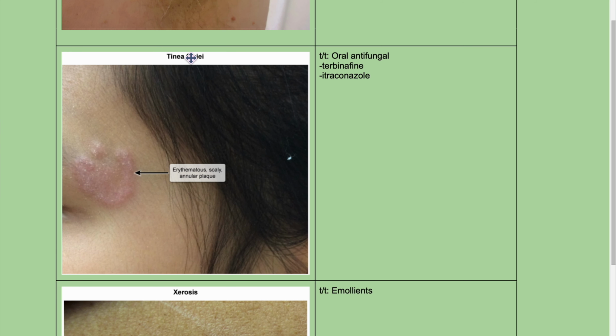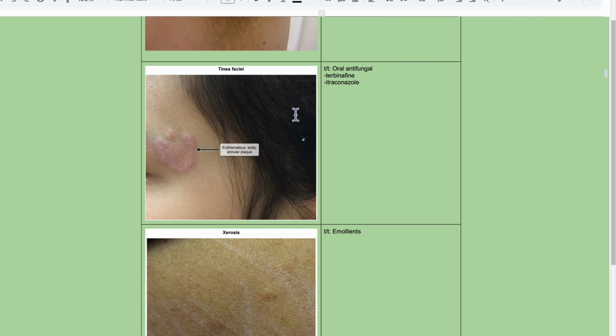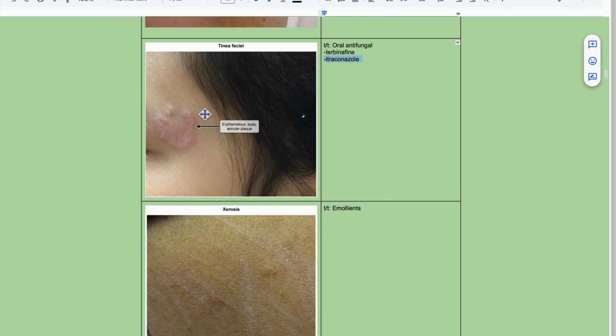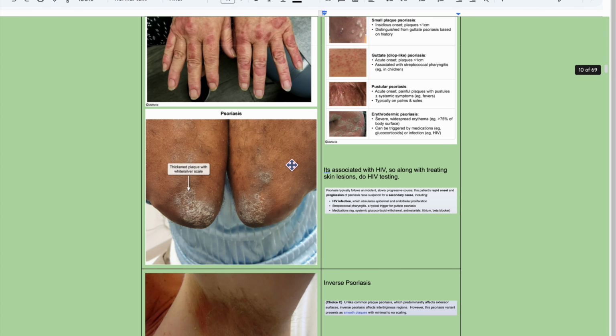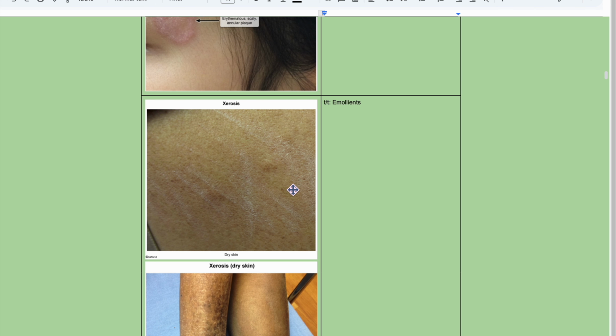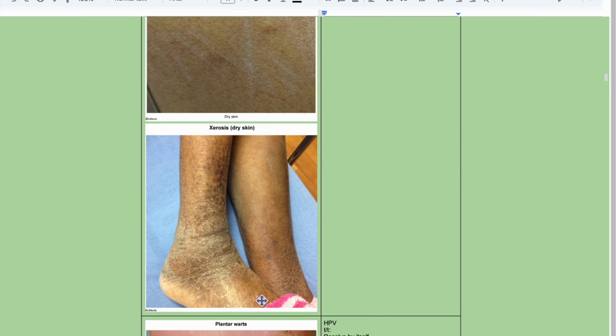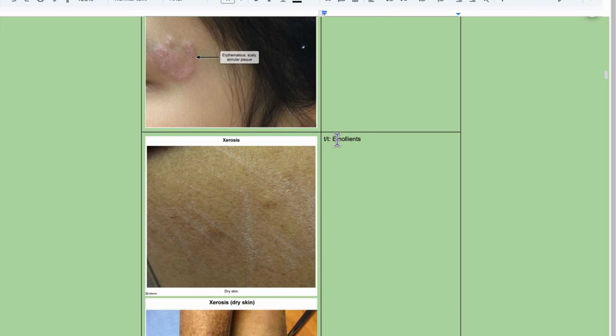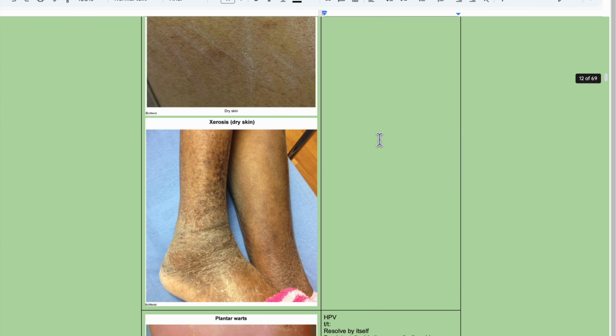Tinea faciei. This is an erythematous scaly annular plaque again. It's singular, solitary, right? So oral antifungal is good enough: terbinafine and itraconazole. Don't confuse it with the silvery scaly one. Xerosis, that just means dry skin. It says right there. Again, xerosis, dry skin. Treatment is emollients. Okay.